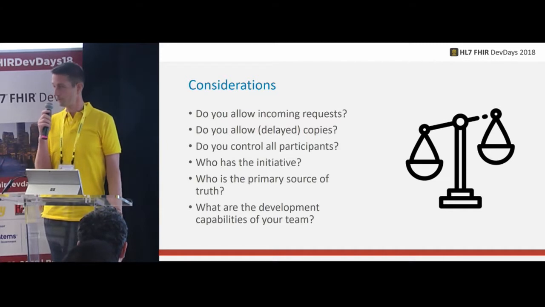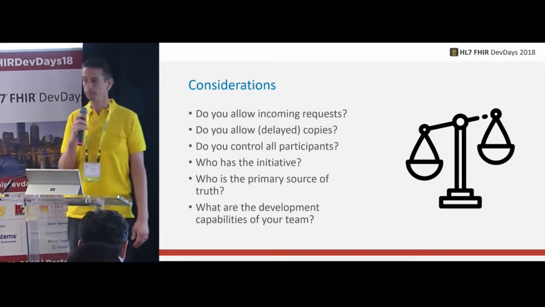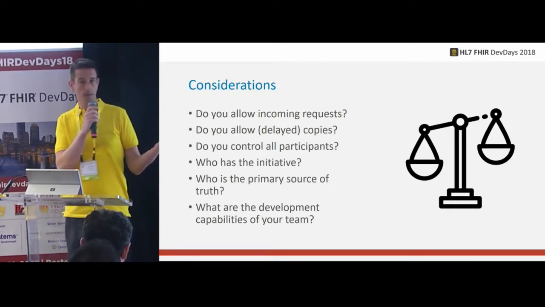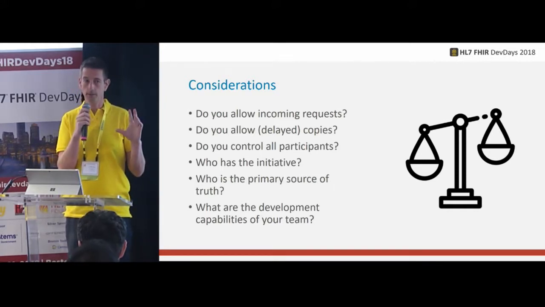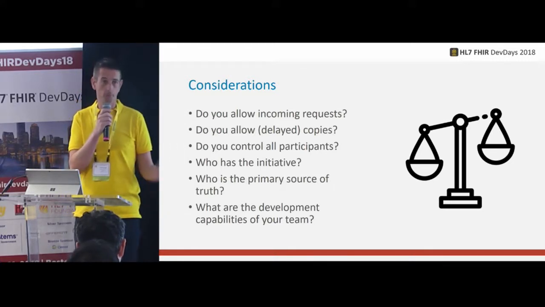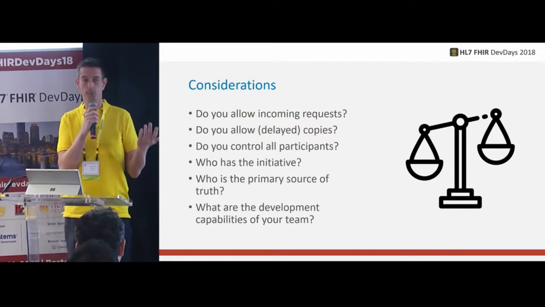And to avoid conflicts of data, who's the primary source of truth? As I said, if two systems have the same claim to be the owner of the data, then you have a problem. And that's an architectural question, and it's not specific to FHIR.